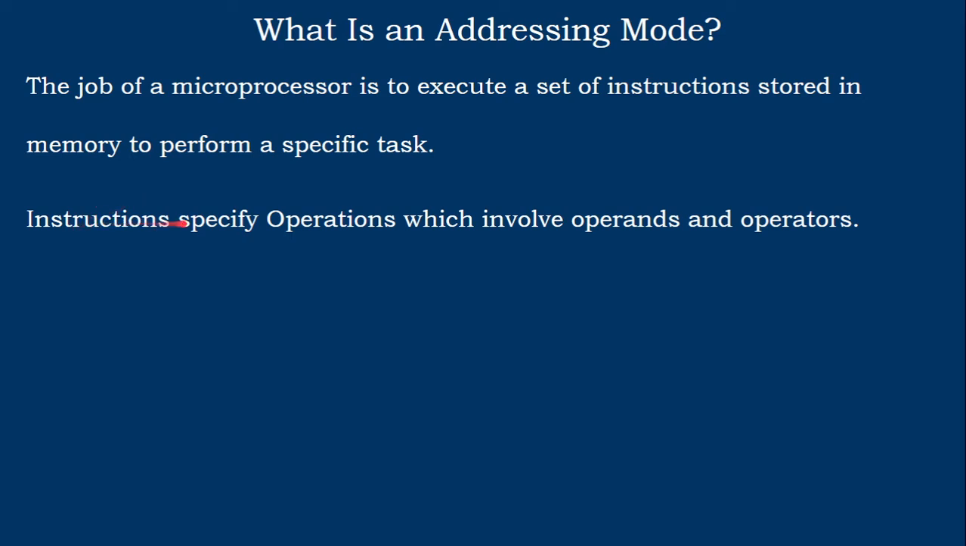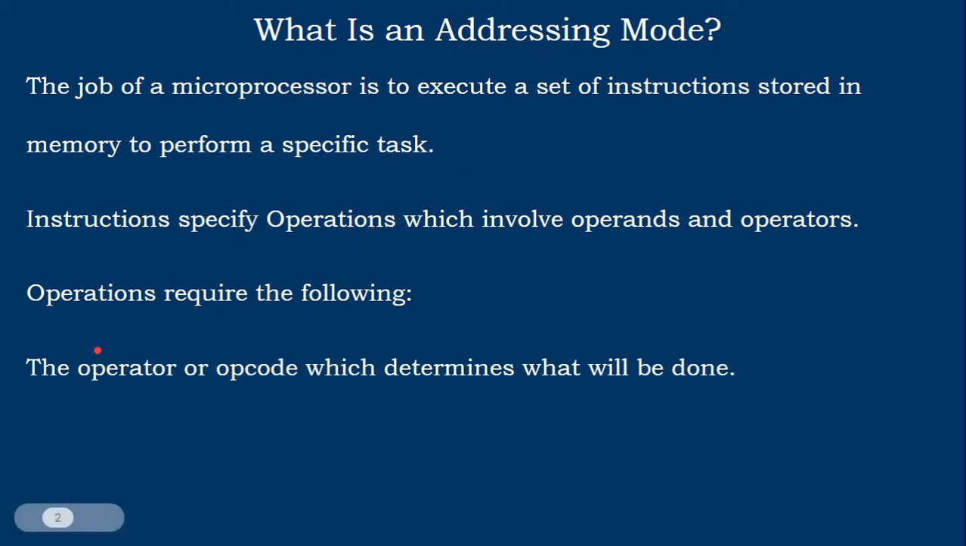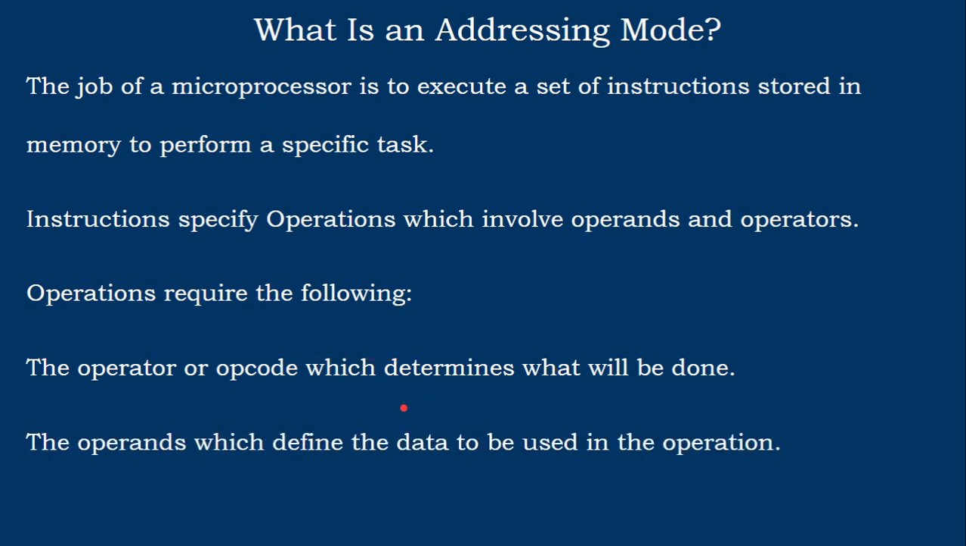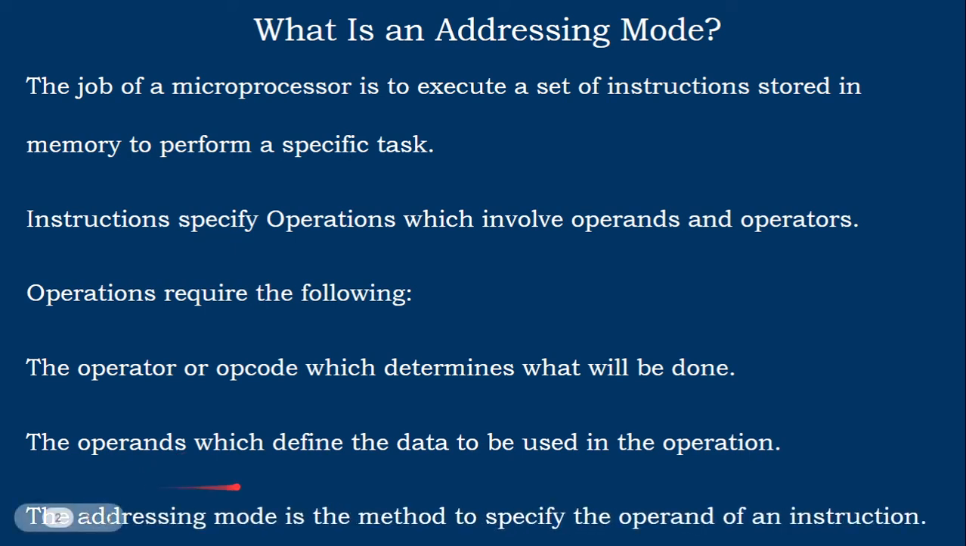The instructions specify operations which involve operands and operators, and in order to specify where the operand is, we use the addressing mode. The operation requires the following: the operator or the opcode, which tells what has to be done, and the operands, which define the data to be used in the operation. So where the data is, that is the operand. The addressing mode is the method to specify the operand of an instruction.